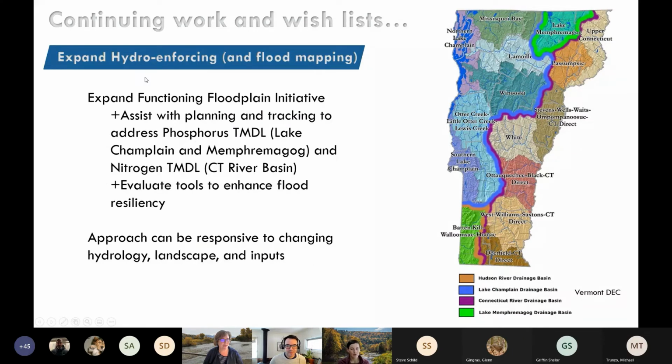And then finally, why not continue to push this out to the rest of the state? As I've talked about, we've been mostly doing this initial effort in the Lake Champlain Basin, driven by initial efforts funded by the Basin Program, and the focus of the FFI right now in the Lake Champlain Basin. But we would love to expand this hydro-enforcing work, as well as the floodplain mapping that those hydro-enforced DEMs would lead to, to the rest of the state. This would help expand the FFI if that becomes available at any point, assisting with planning and tracking to address the TMDLs within the state for phosphorus here, the work we're already doing in Lake Champlain, but also Lake Memphremagog, potentially help address nitrogen TMDL in the Connecticut River Basin, and then statewide issues and concerns about flood resiliency.